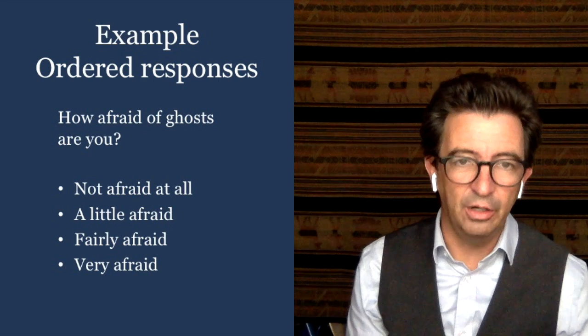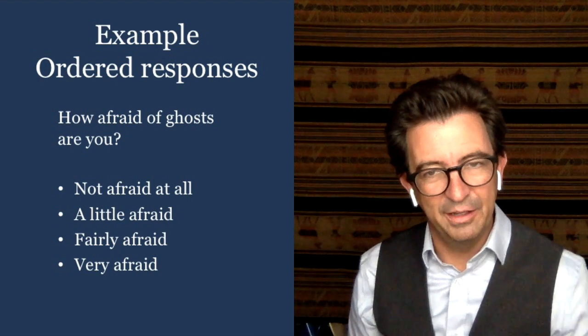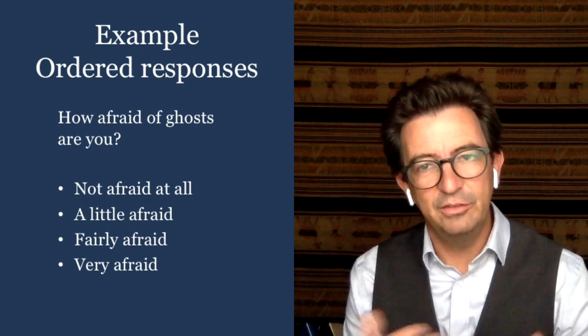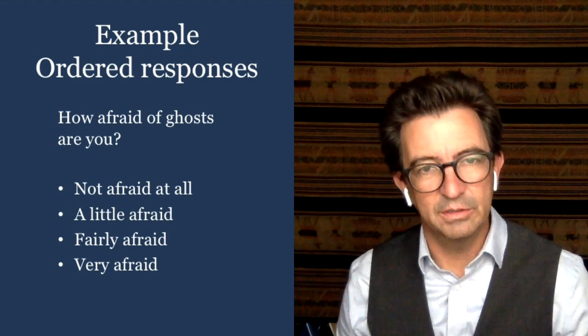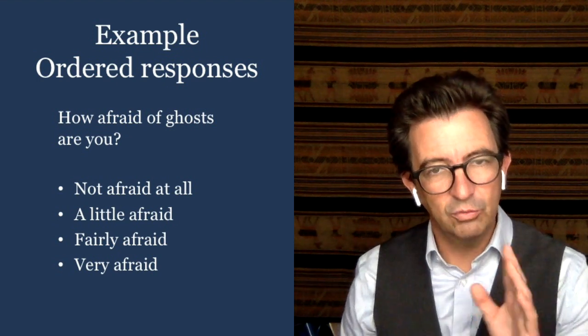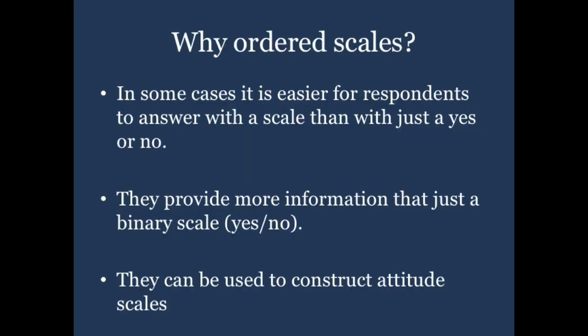So sometimes a scale can help them. If we switch the question to how afraid of ghosts are you? And they have the choice: not afraid at all, a little afraid, fairly afraid, and very afraid, then they would have an easier time choosing, and you would get a lot more information out of this one than you would get from a simple yes or no. And that is why ordered response items are so common in survey research. They are easier to answer. They give you more information than a binary item, and you can use them to construct scales.